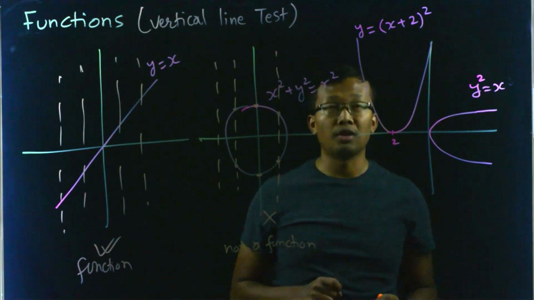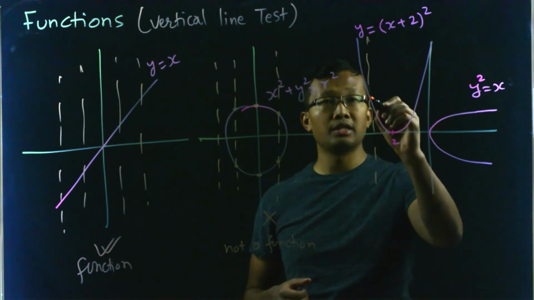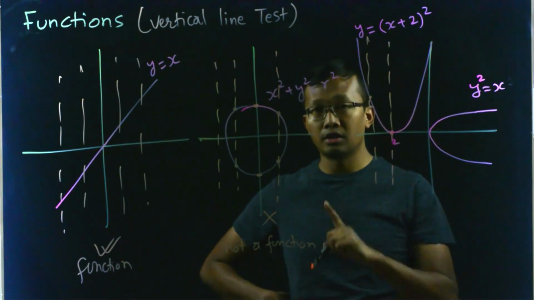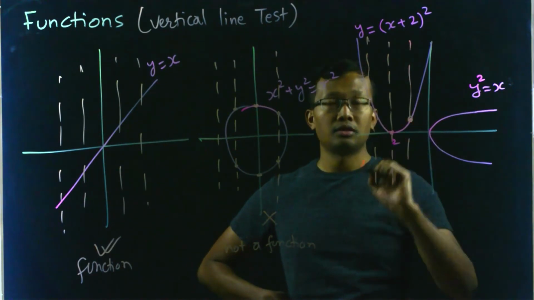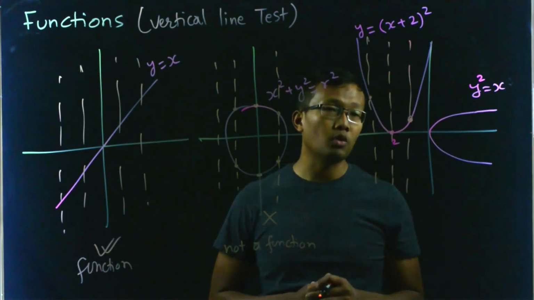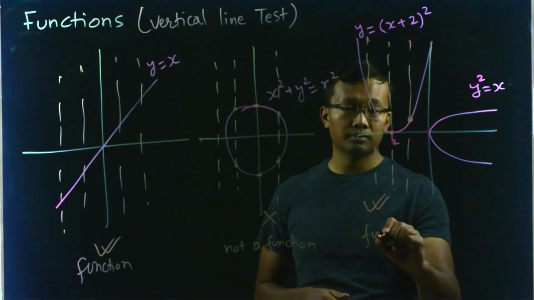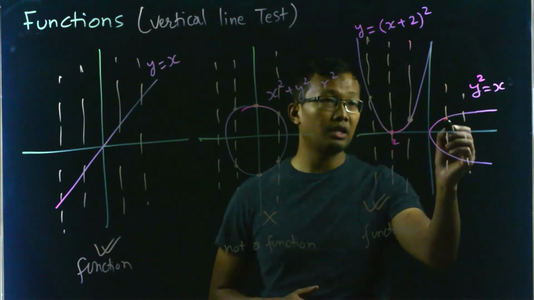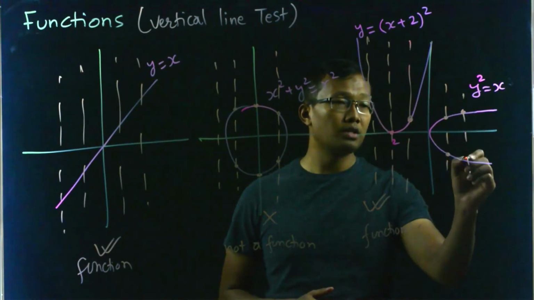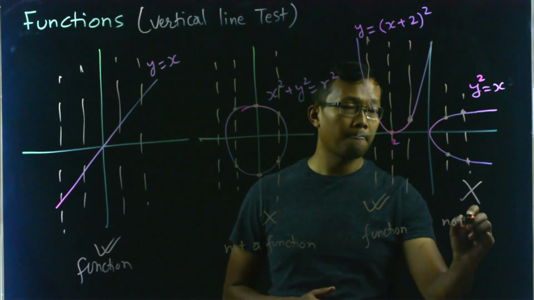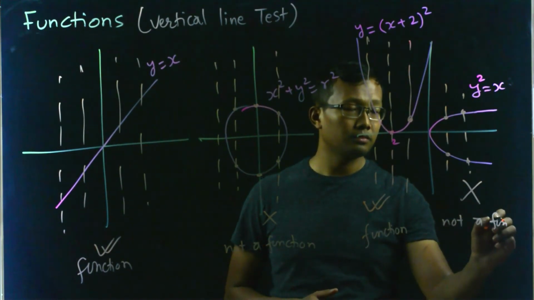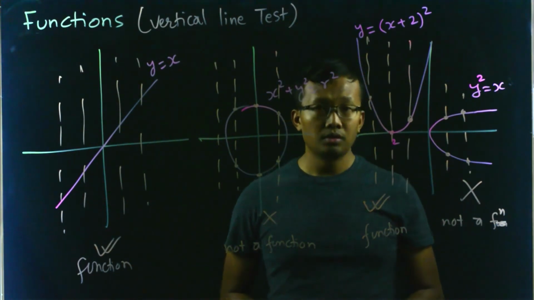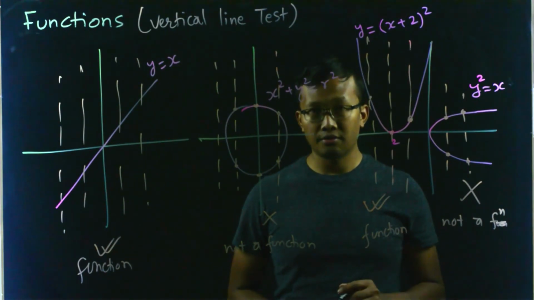How about the third one? This one intersects at only one point. Another also intersects at only one point. Another vertical line also intersects only at one point. So this is a function. Let's draw several vertical lines. Then you can clearly see that the vertical lines intersect at 2 points. So this is not a function. Not a function. Okay. So this is the way we determine whether it is a function or not.